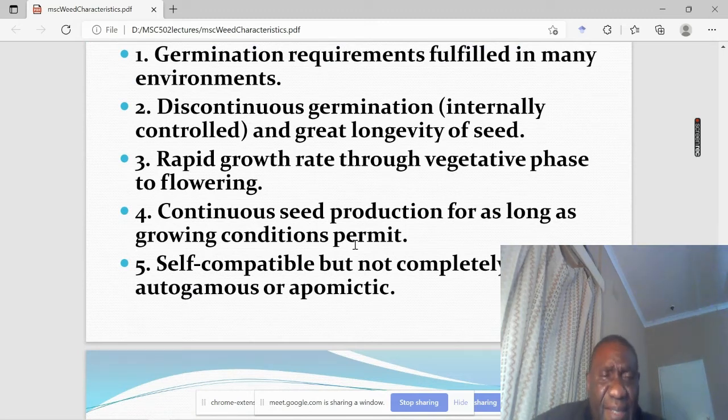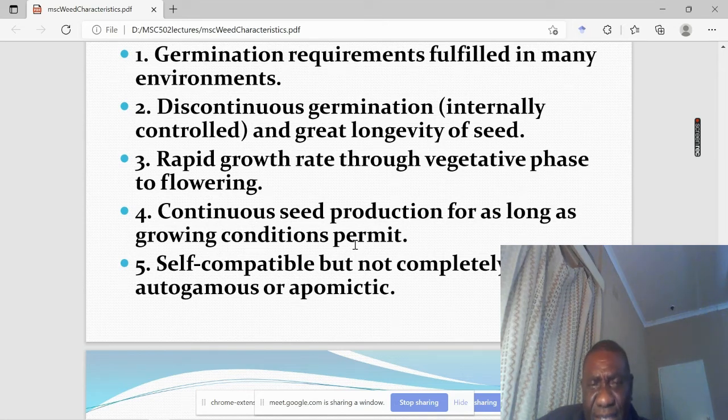Now, with weeds, there's self fertilization. In other words, if you start with one plant, it can self fertilize and produce more plants. We say self-compatible, but not completely autogamous or apomictic, because sometimes cross fertilization can take place.